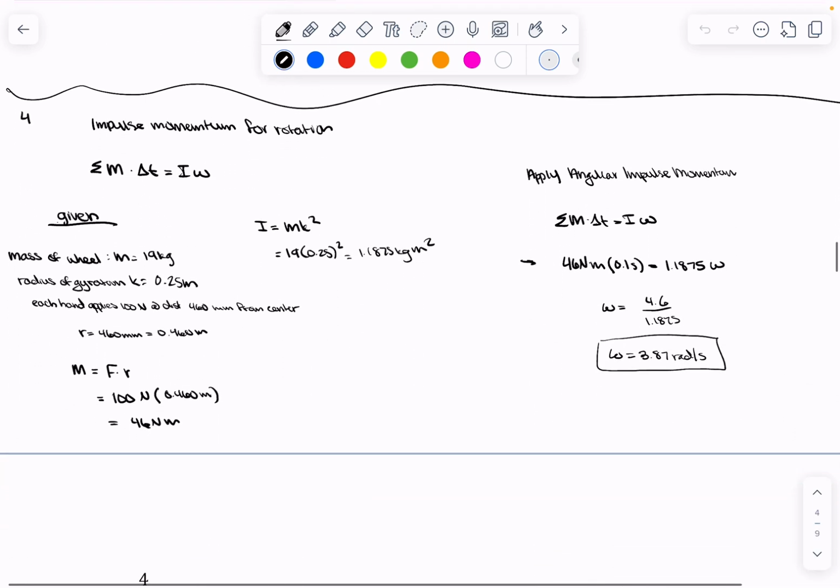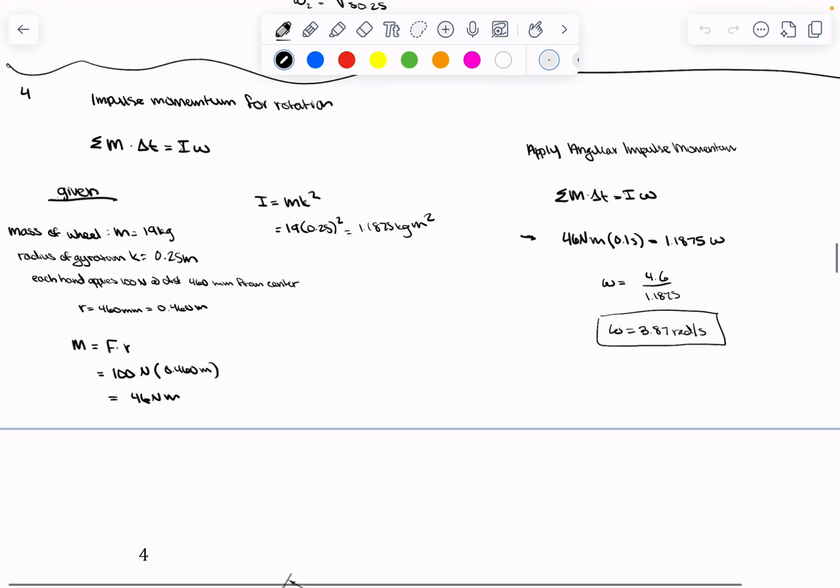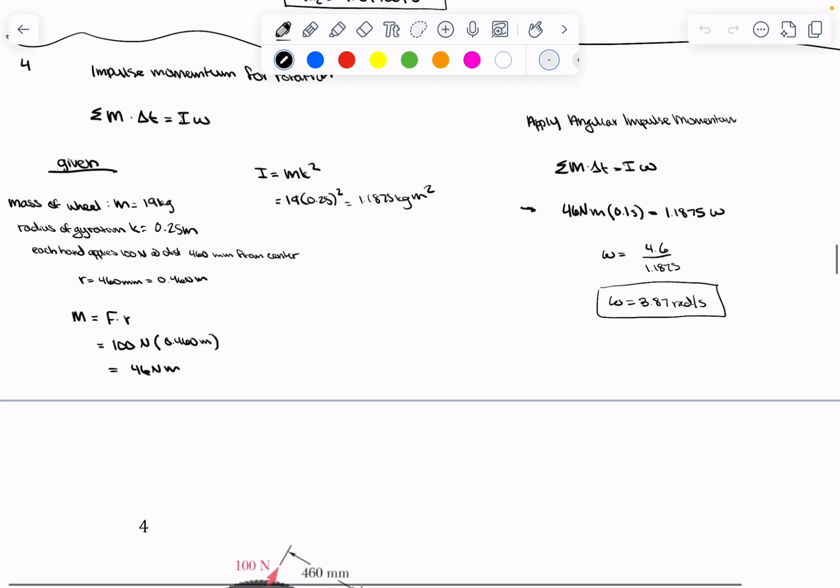For question 4, the impulse momentum for rotation, so the sum of moments times change in time, is equal to I omega. We're given the mass, we're given the radius of gyration, so we're able to calculate the moment of inertia, and then we just need to find the sum of the moments because we're given time. So that's pretty much everything, and we get omega to be 3.87 radians per second.